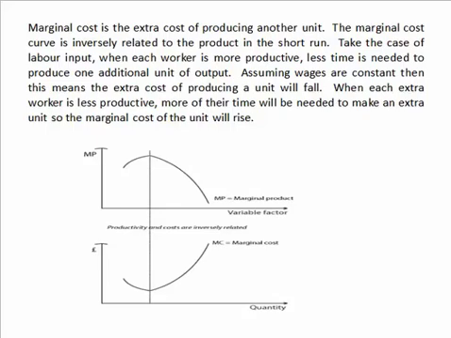When each extra worker is less productive, more of their time will be needed to make an extra unit, so the marginal cost of the unit will rise.